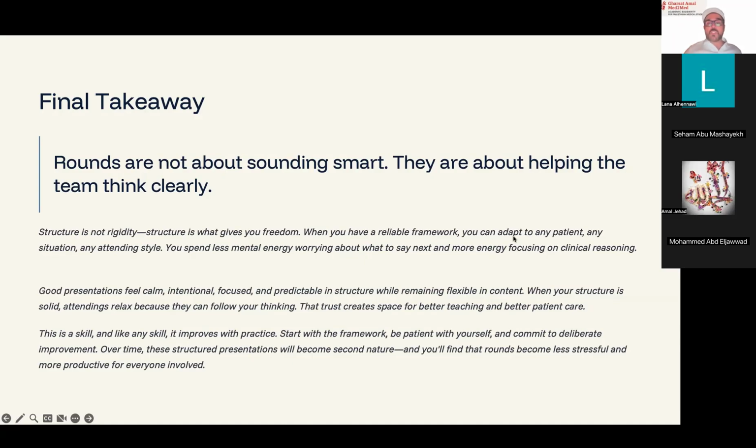Okay? So structure allows you to have freedom, because when some things change, you can change the framework, you can change the reasoning, you can change how you integrate and how you interpret all of that. So it's not a rigid list. You can change it, you can adapt it.